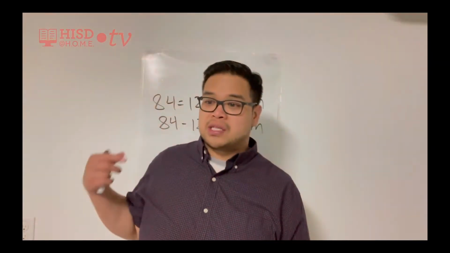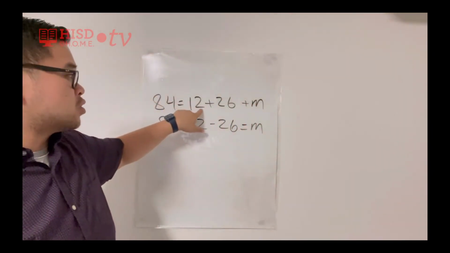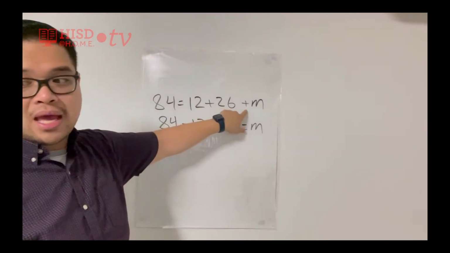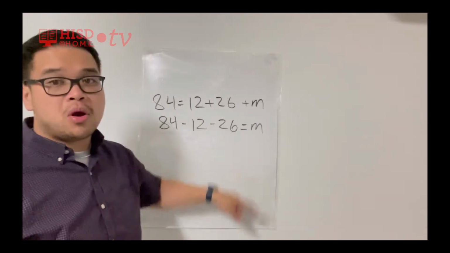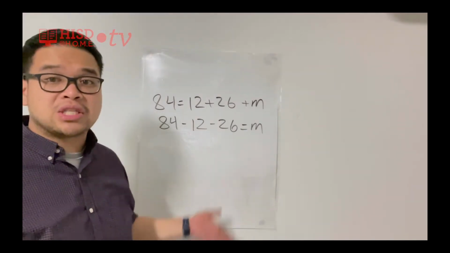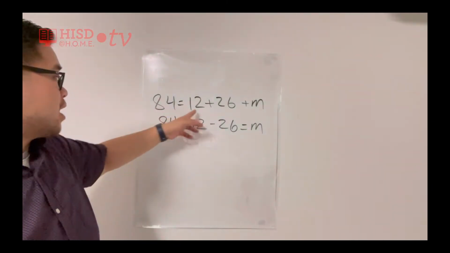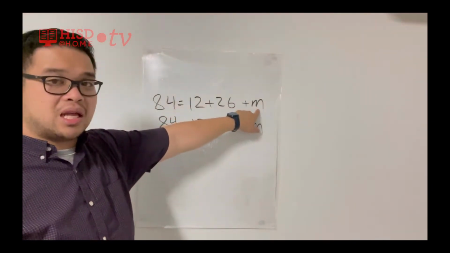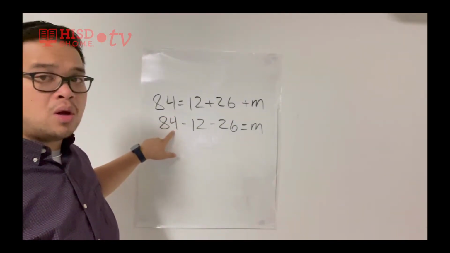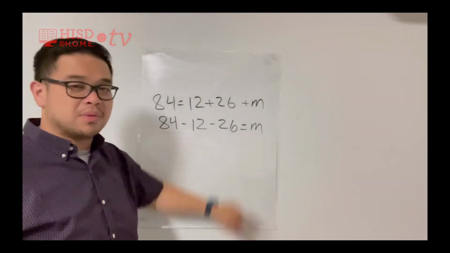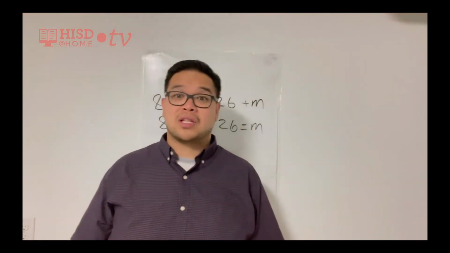And this is the quick fix: knowing that 84 equals 12 plus 26 plus m, and 84 minus 12 minus 26 equals m are equivalent equations. Sometimes it's best just to write them out. And all it really is, is similar to a fact family. You know that these numbers plus the missing letter will equal the total of 84. And then 84, which is the total, minus these values will give you the missing letter. Just something for us to think about as we go through the rest of the lesson.